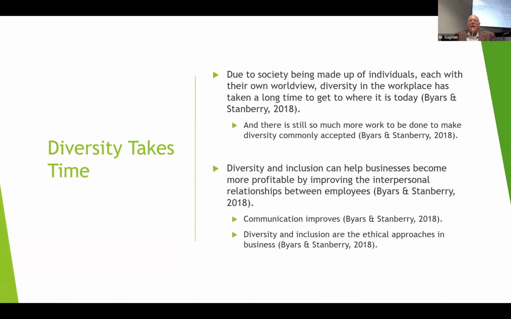Due to society being made up of individuals, each with their own worldview, diversity in the workplace has taken a long time to get to where it is today. And it still has problems. I think in the not too distant past, we had actually gotten to a better place than we are now. I think that there's been a move away from diversity, inclusion, and equity. We've kind of drifted back a little, but you see that in society.